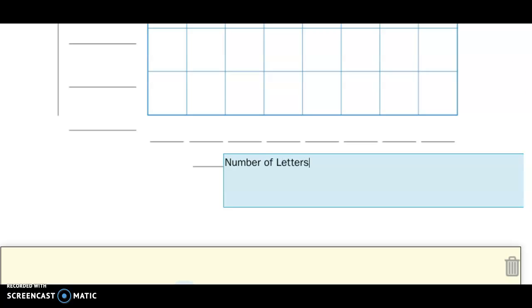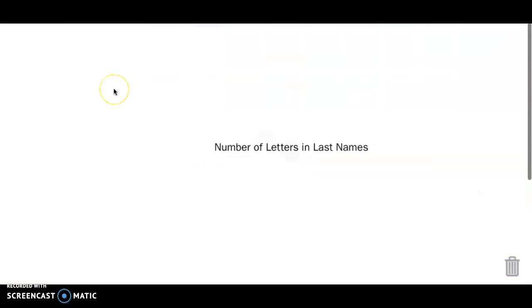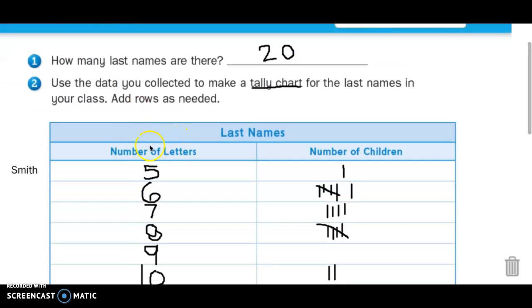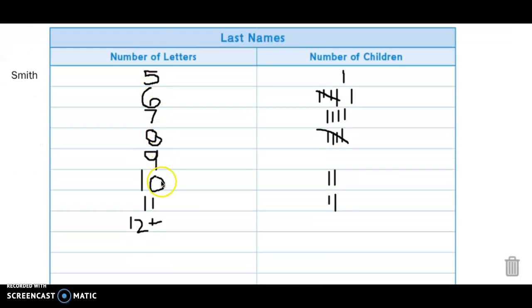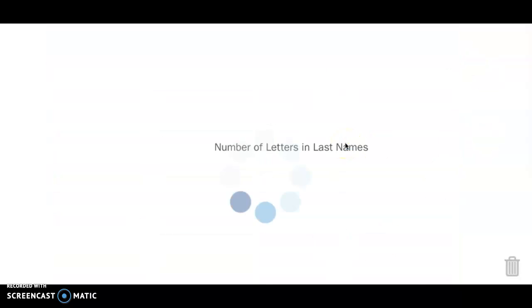This was the left side of our graph. Number of letters. So number of letters. All of these right here, we're going to put in the bottom of our bar graph. So what do you think we should put on that left side of the bar graph? We're going to want to put number of children.